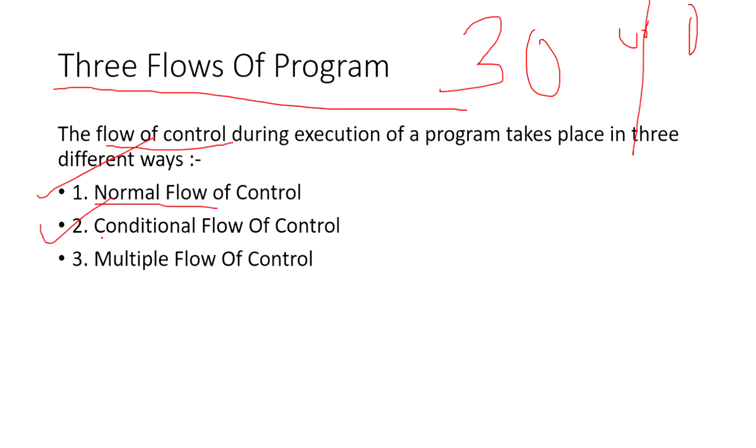Secondly, we have conditional flow. Conditional means a condition would be there. If the condition is true, then print this statement, or else if the second condition is true, print that statement, like that. And next is multiple flow of control, or you can call it a switch case.